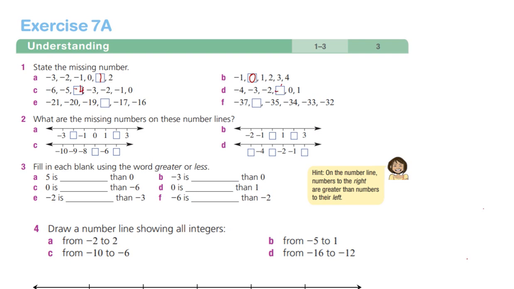And this one as well. And this one as well. And this one is also going up by 1 every time. -36. What are the missing numbers?